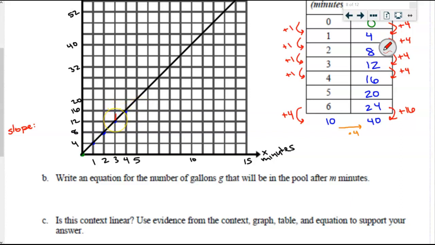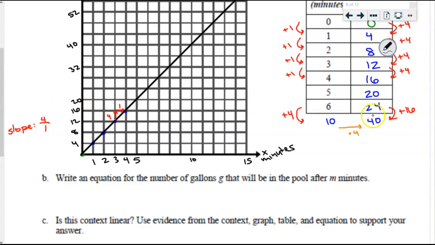Sure, I might be going up just 1 box, but that is going from 12 to 16. So how much am I really going up? 4. How much am I going over? 1. So the slope is 4 or 4 over 1.